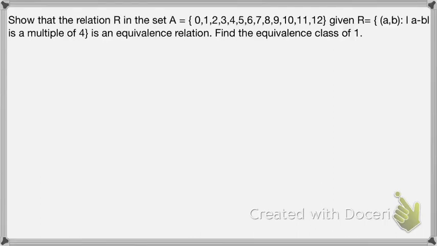Here there is another question. Show that the relation R in the set A equal to 0 to 12, the integers, given, and the relation is defined as (A, B) belongs to R if modulus of A minus B is a multiple of 4. This is to be proved as an equivalence relation. And then there is another sub-question: find the equivalence class of 1.